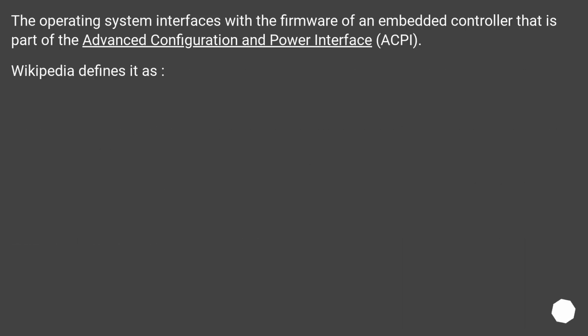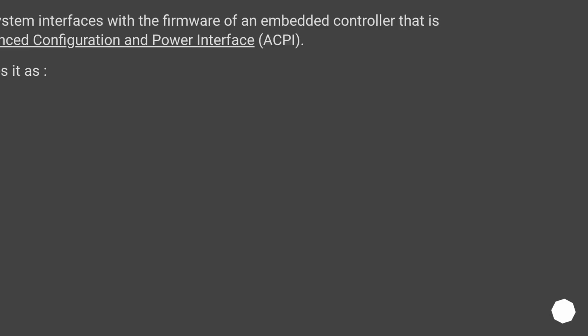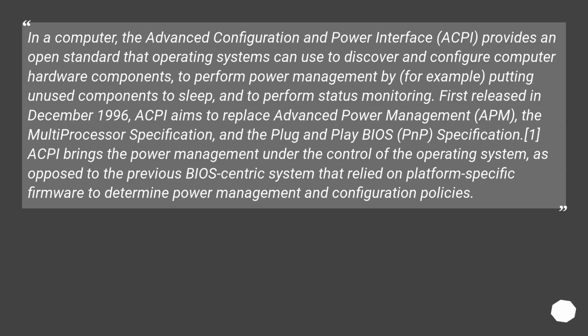The operating system interfaces with the firmware of an embedded controller that is part of the Advanced Configuration and Power Interface, ACPI. Wikipedia defines it as: in a computer, the Advanced Configuration and Power Interface, ACPI, provides an open standard that operating systems can use to discover and configure computer hardware components, to perform power management by, for example, putting unused components to sleep, and to perform status monitoring. First released in December 1996, ACPI aims to replace Advanced Power Management, APM, the Multiprocessor Specification, and the Plug-and-Play BIOS, PNP, specification.